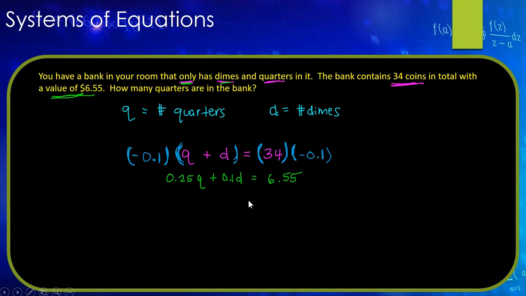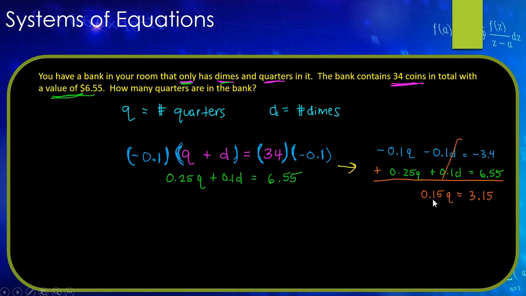And so I multiply the top equation by negative 0.1 on both sides. And so the top equation becomes negative 0.1Q minus 0.1D equals negative 3.4. And the bottom equation was left unchanged, so I add them together. And the D's will cancel, leaving me with 0.15Q equaling 3.15. I divide both sides by 0.15, and I get that Q equals 21. I could go back and figure out the number of dimes if I want to, but you're not asked to find that. You're asked to find out how many quarters there are, and that we do have.